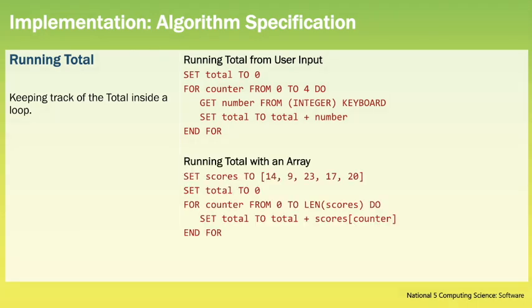It might be that we have the information stored within an array. So we need to access our array and add the values of the array to the total. And you can see that the method for doing this is very similar, but again we have the name of our array and the counter refers to the value within the array that we want to look at.